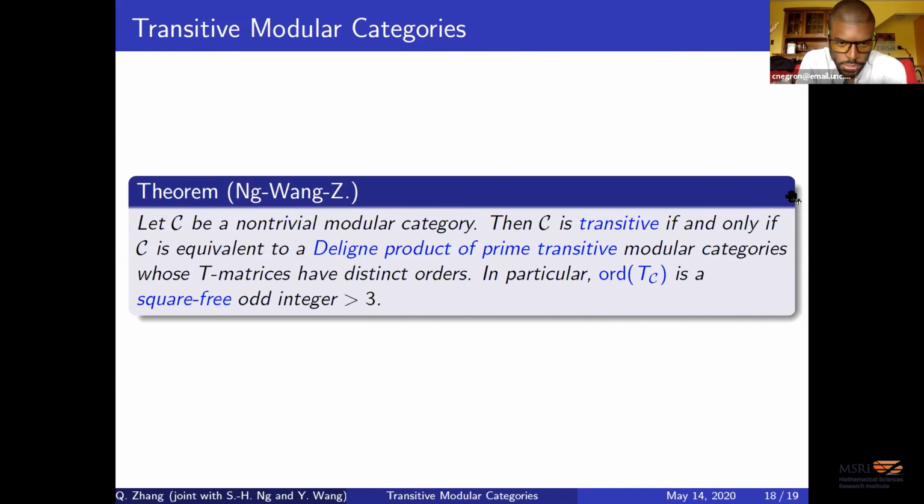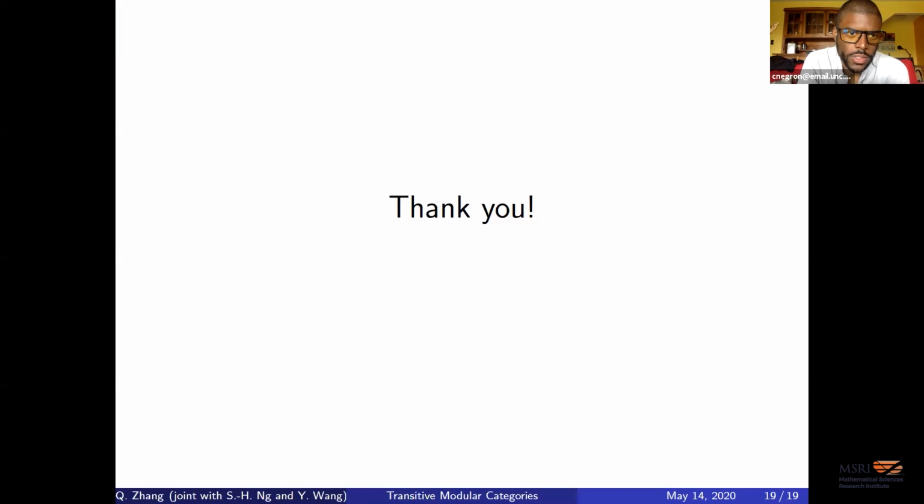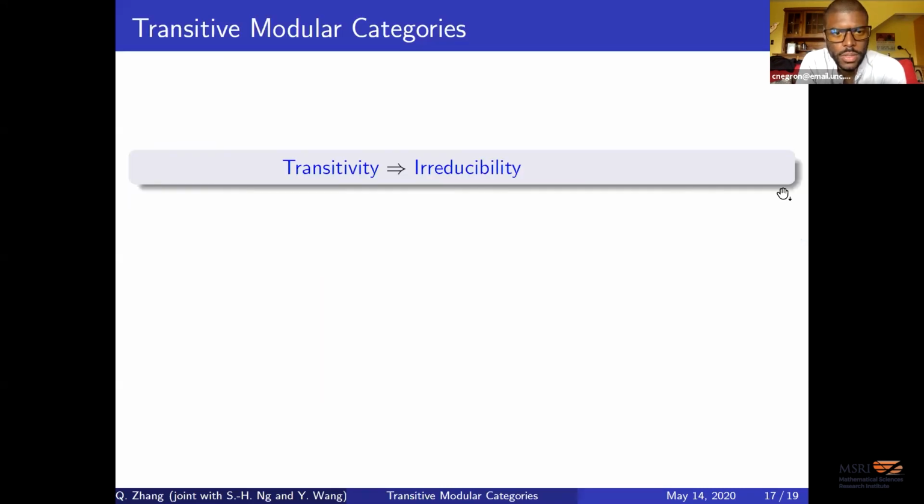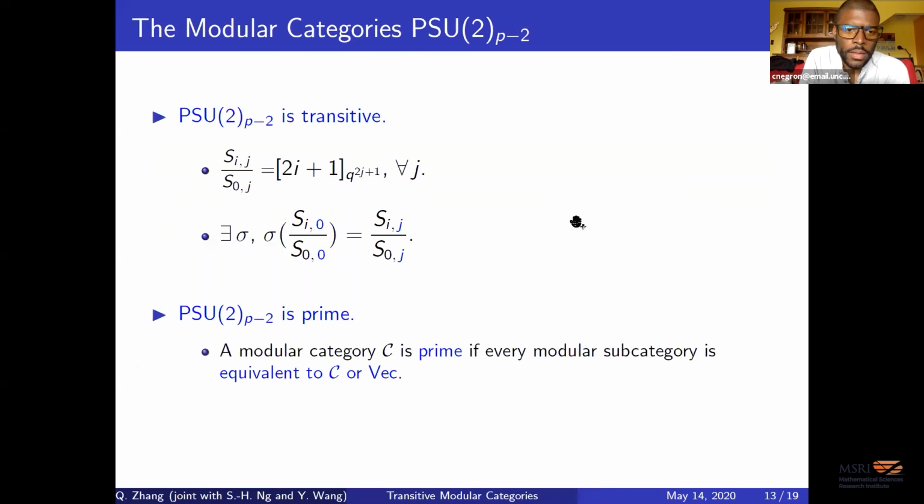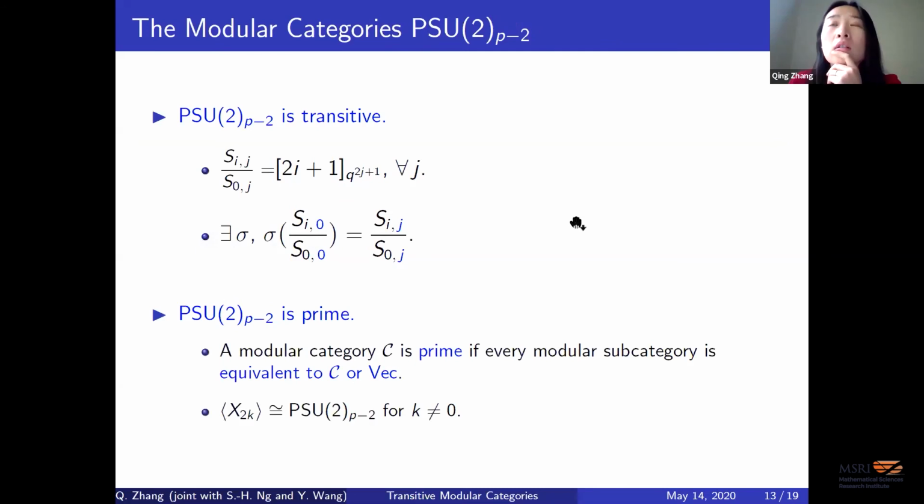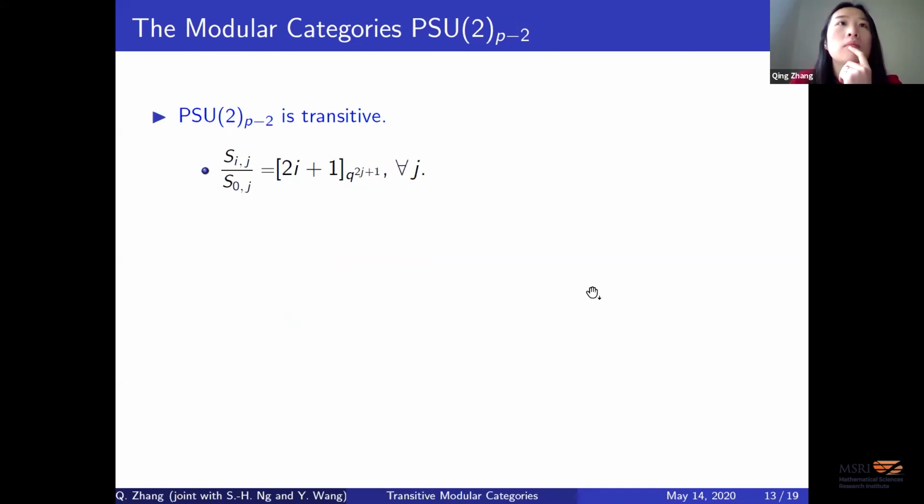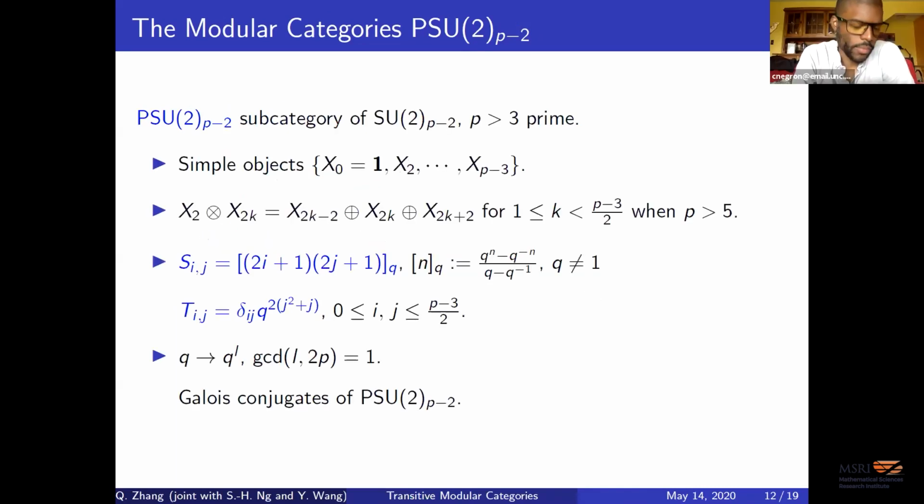Yeah, I have a simple question. I'm a bit unfamiliar with the Galois conjugates of these categories. Does one understand very explicitly what all the Galois conjugates of this PSU2 level P-2 are? Sorry, so you have Galois conjugates of this. Because you're saying all the prime ones are Galois conjugates of this one particular category, so I'm just wondering how explicit that actually is.